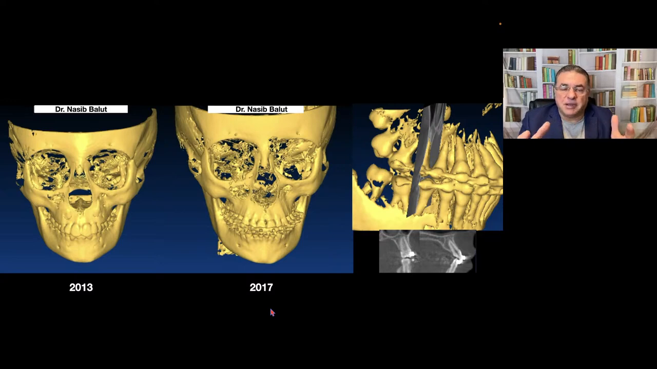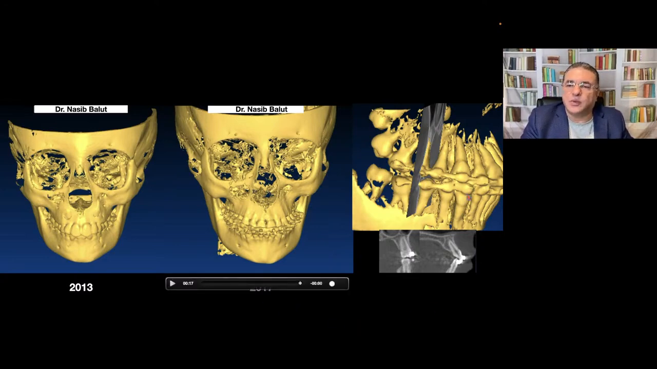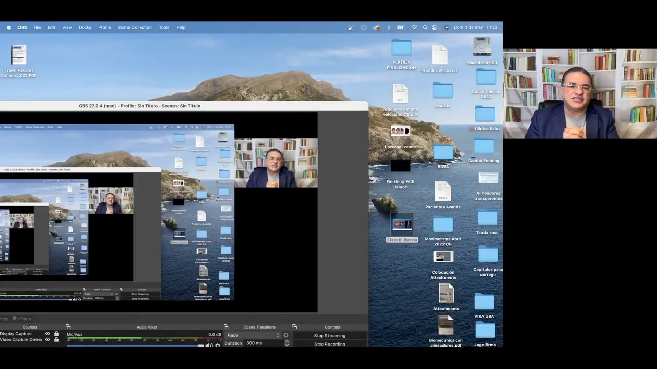I get the arch development. I get the leveling and alignment. I can be using class 3 or class 2 elastics. And then I let the patient rest without the fixed appliance. I will wait for the eruption of the bicuspids, and then I will bond again, and we will end up with this, with very nice changes.